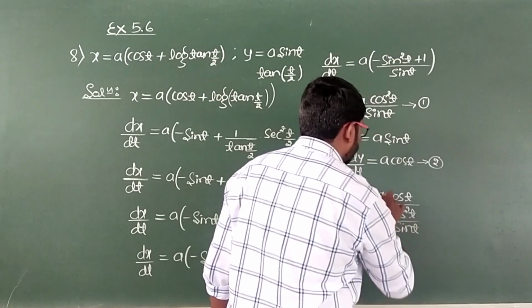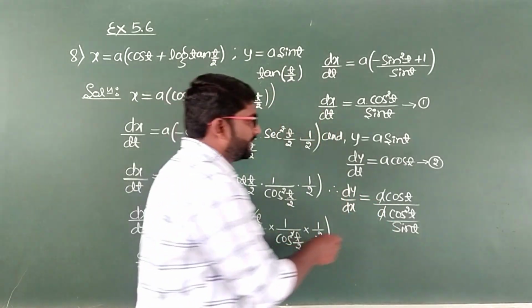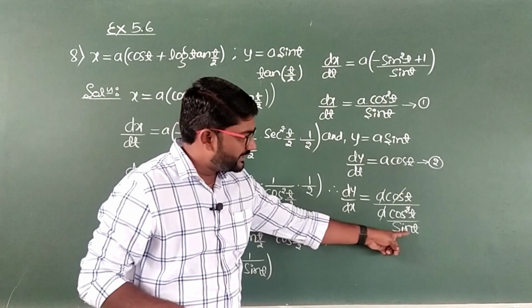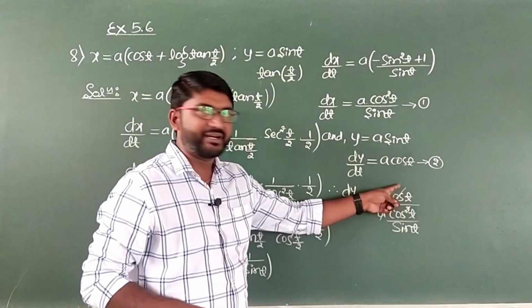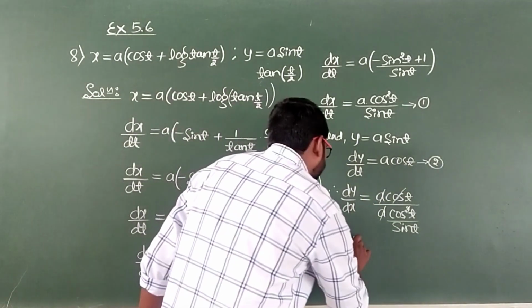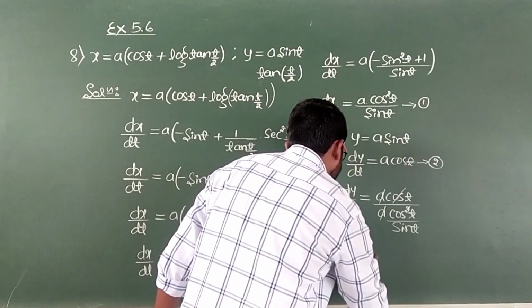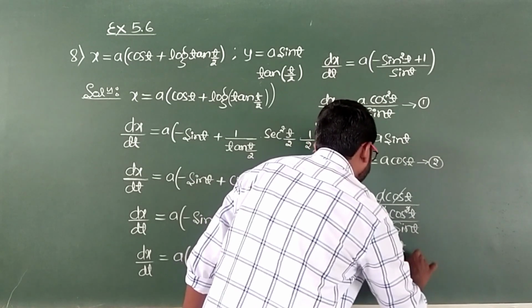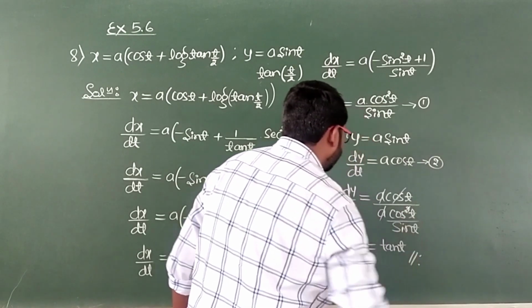Divided by sin t. So here a and a get cancelled, cos t and cos t get cancelled. So now this sin t goes to the numerator. Overall sin t divided by cos t becomes tan t. dy by dx is equal to tan t. So this is the required answer for question number 8.